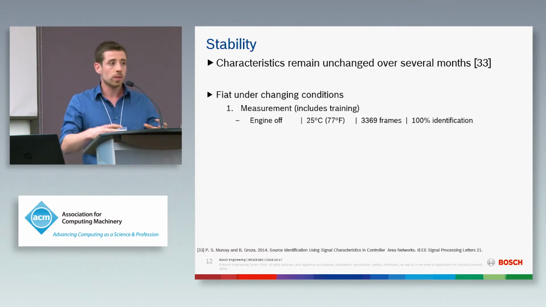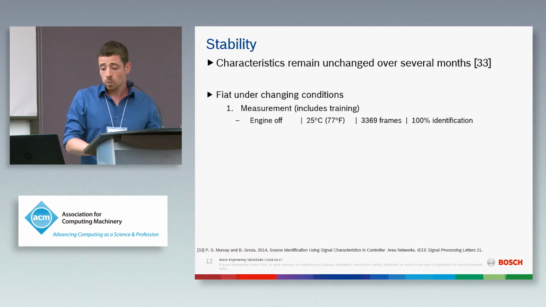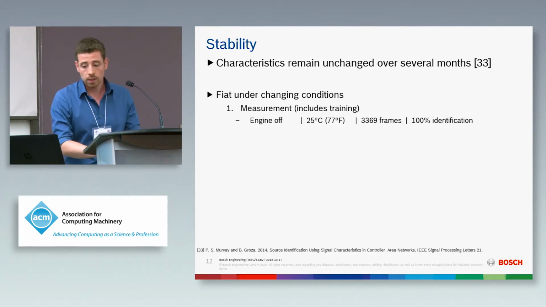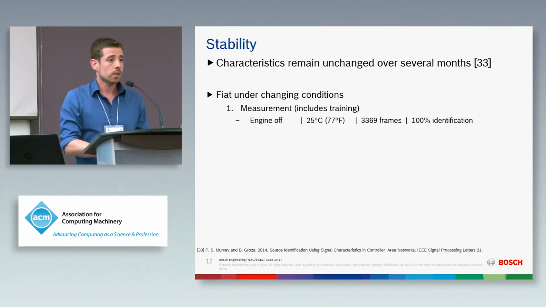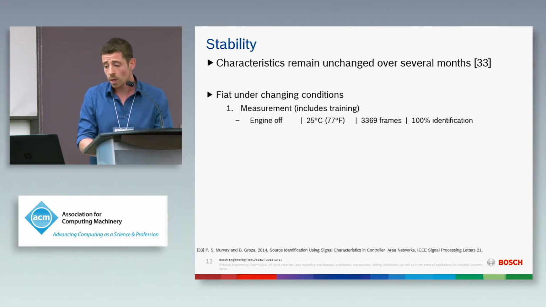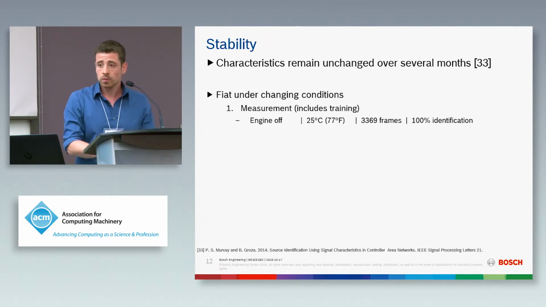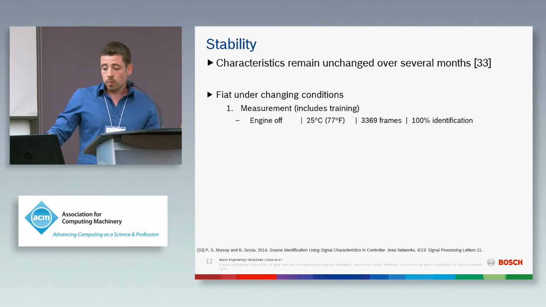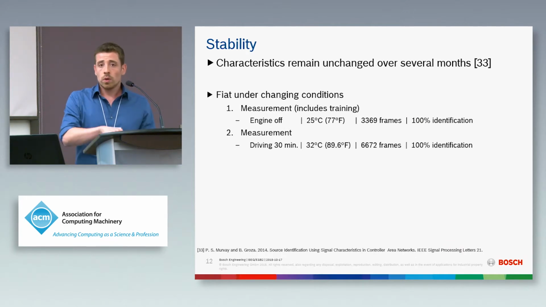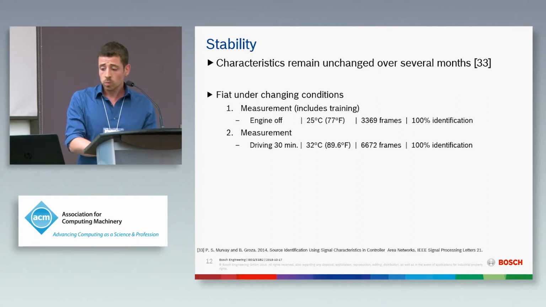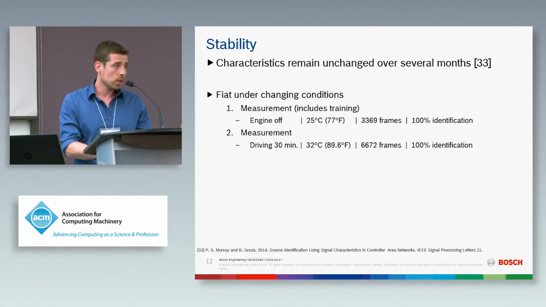What we additionally have done is we tested the Fiat at different temperatures. The first measurement was done while the engine was off at an ambient temperature of about 25 degrees. Here we collected 3,000 frames, and we used the first measurement set for the training. Then we started the car and drove for 30 minutes at an ambient temperature of 32 degrees. Here we collected over 6,000 frames.